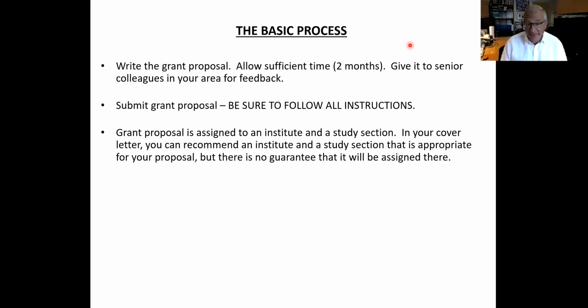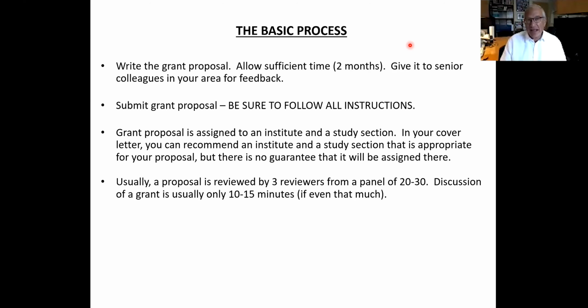Incidentally, if any of you ever have an opportunity, if you're asked to serve on a study section, do it. Find the time and do it. It's an eye-opening experience, and it will be really helpful to you in terms of learning how the process works, and it will help you in your future grant proposals.